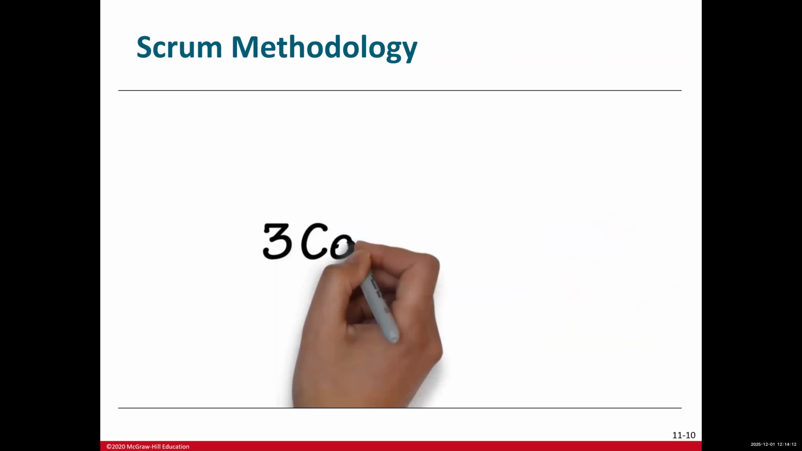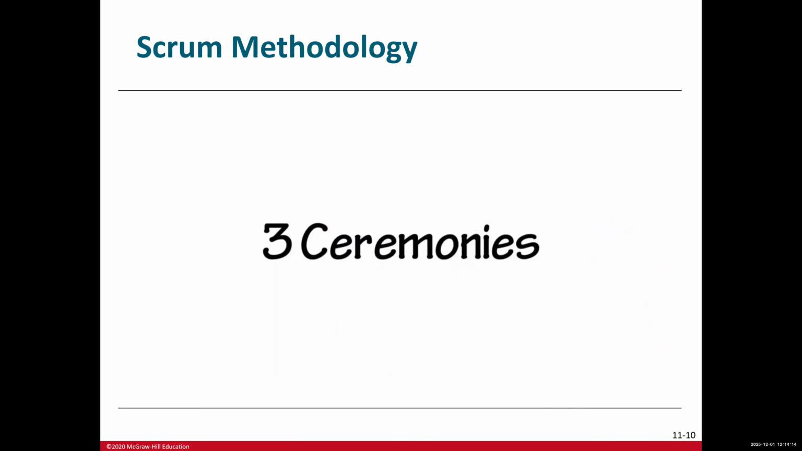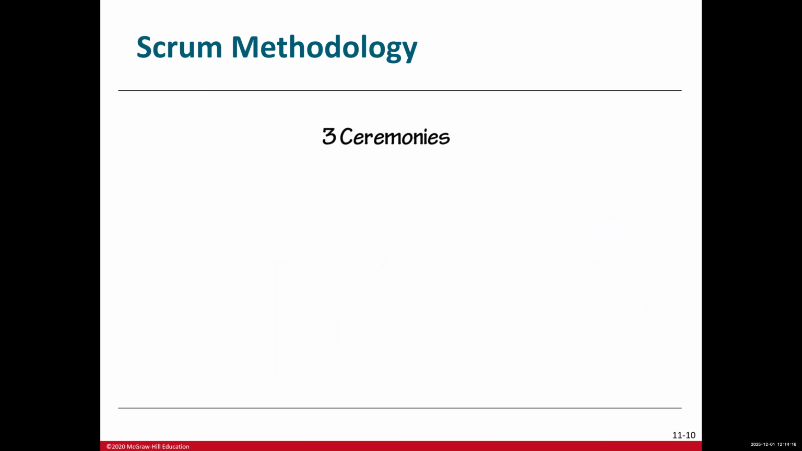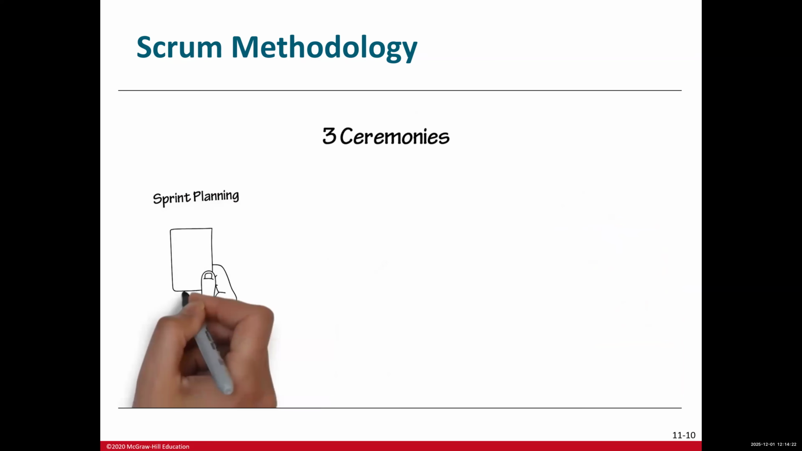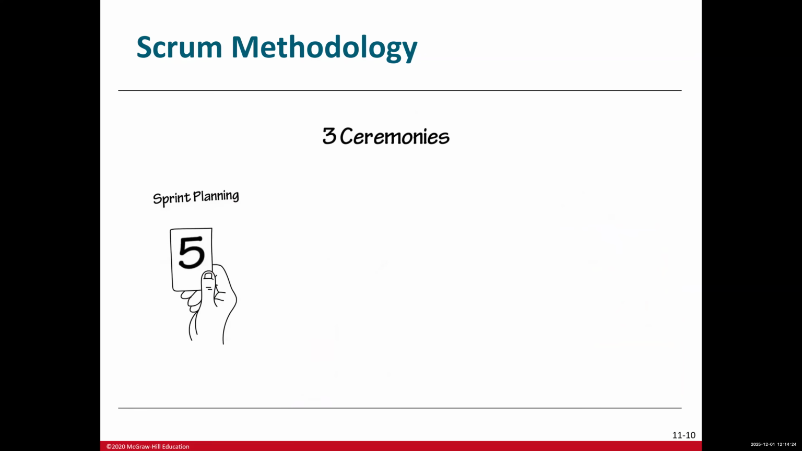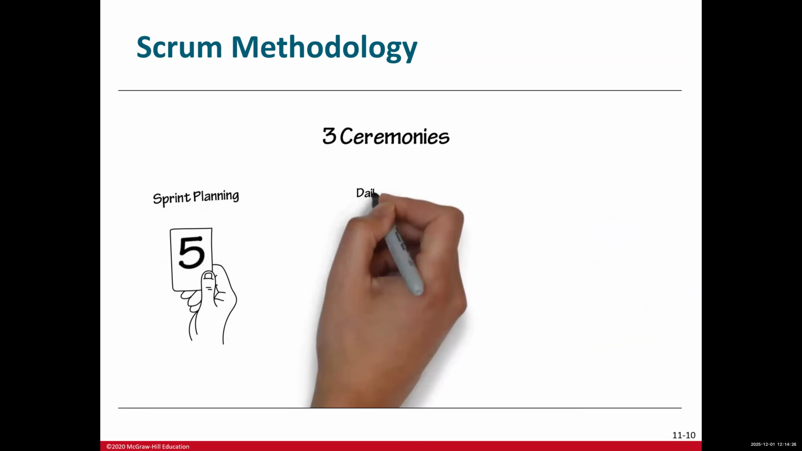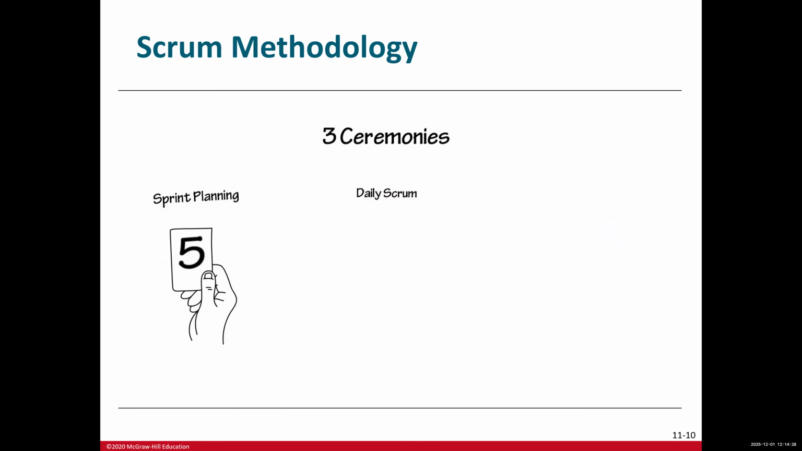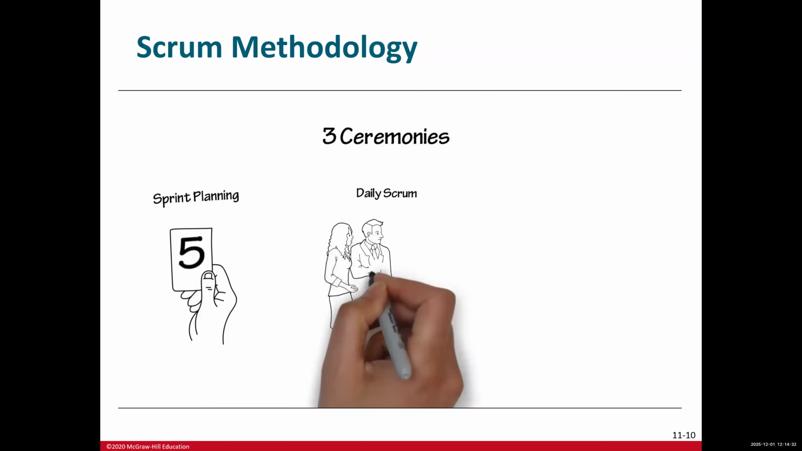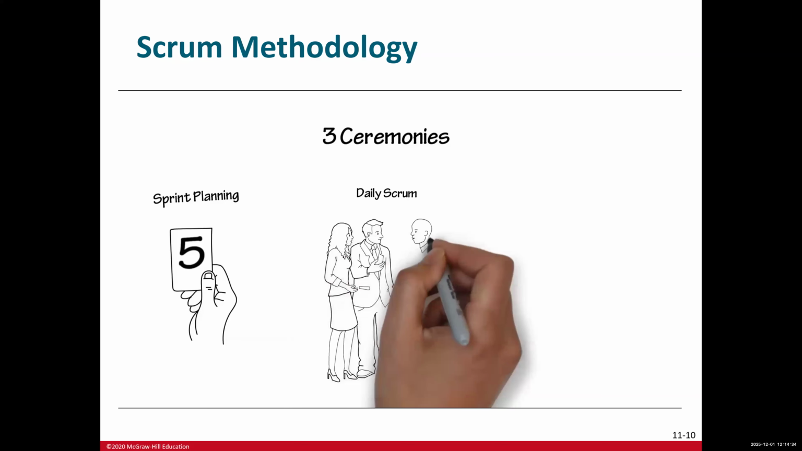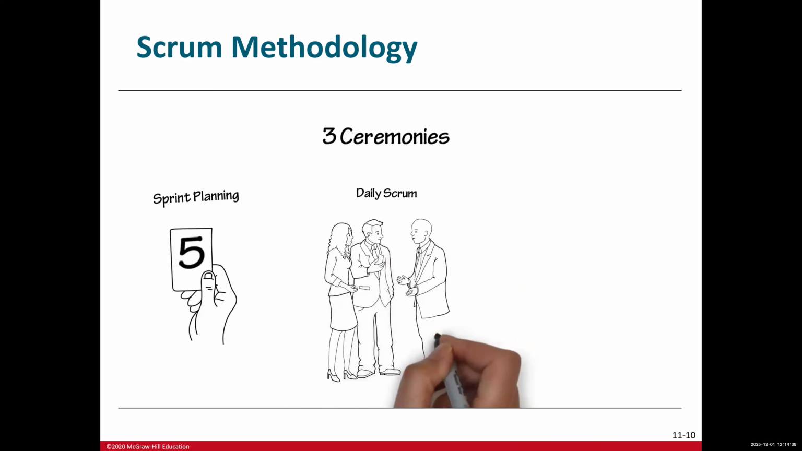There are 3 ceremonies that make up Scrum. Think of these as meetings or discussions. Sprint planning is where the product owner, Scrum Master, and team meet to discuss the user stories and estimate their relative sizes. The daily Scrum is a brief stand-up meeting where the team discusses what they have completed since the previous meeting, what they're working on, and anything that might be blocked or need help.